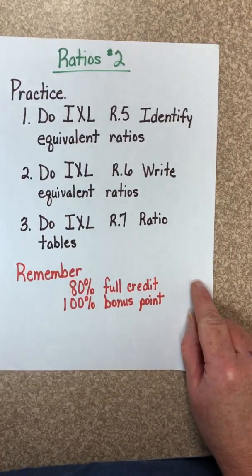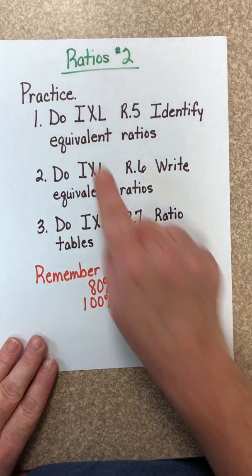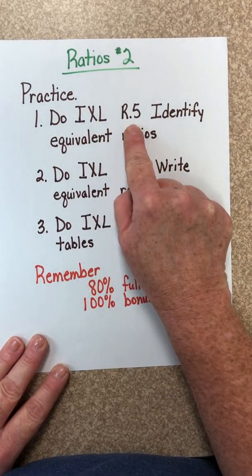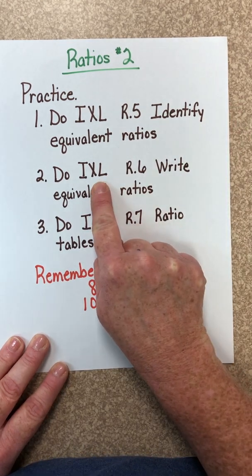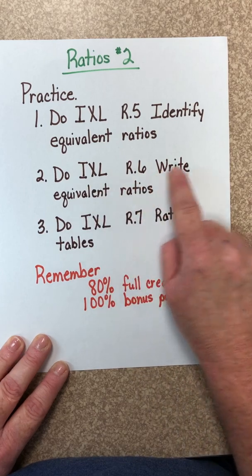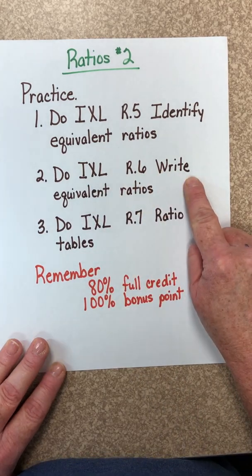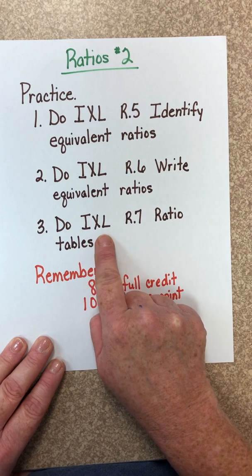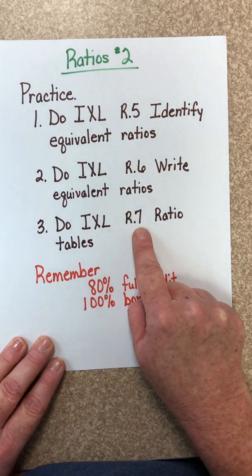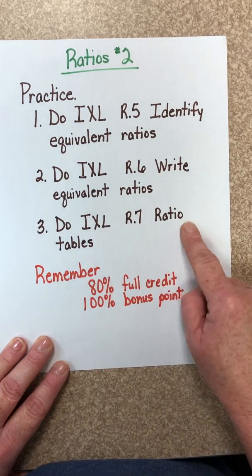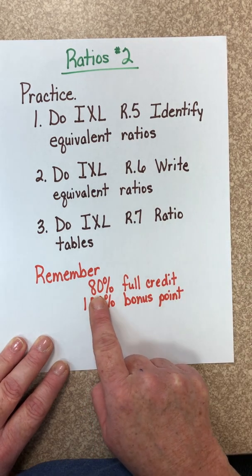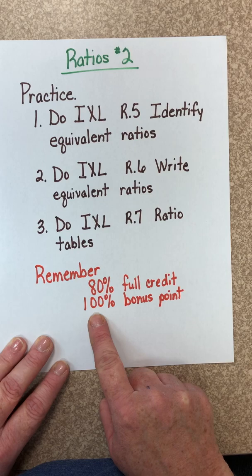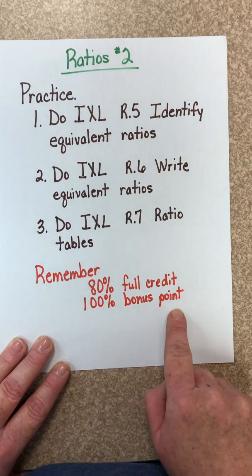Now I want you to practice. Please go to IXL 6th grade, R.5, identify equivalent ratios. Do IXL 6th grade, R.6, write equivalent ratios. And last, IXL 6th grade again, R.7, ratio tables. Please work to get to at least 80%, which is full credit. And if you work a little more, you can get 100 and get a bonus point.